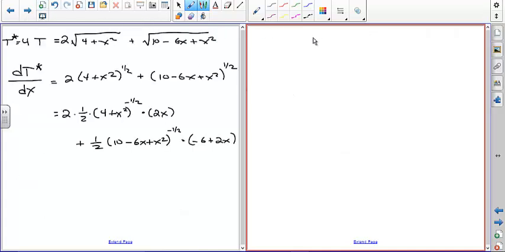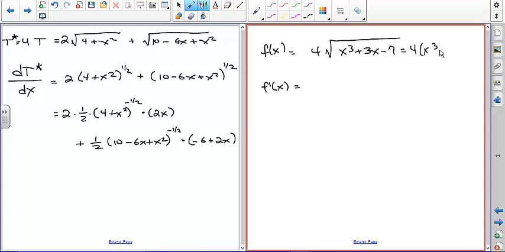So let's just take a little side here. Let's say if I had 4 times the square root of x cubed plus 3x minus 7, and let's call that f of x. So f prime of x is what? Okay, so before, you'd rewrite this as to the 1/2 power. Go ahead and do that, just to make sure you understand what I've done over here, okay?